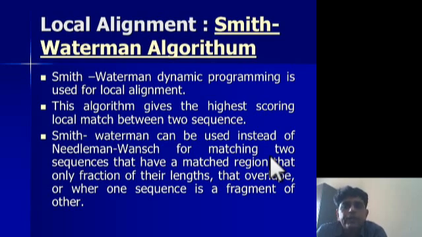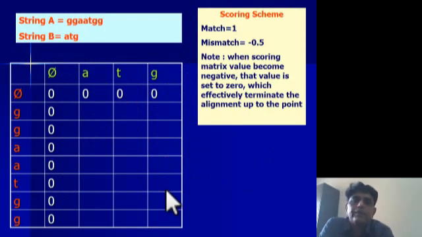And Smith-Waterman can be used instead of Needleman-Wunsch for matching two sequences that have a matching region of only a fraction of their length and that overlap, or where one sequence is a fragment of the other. So that is the basic speciality of this Smith-Waterman algorithm. It can be utilized for comparing local sequences. Now what can we do in this?